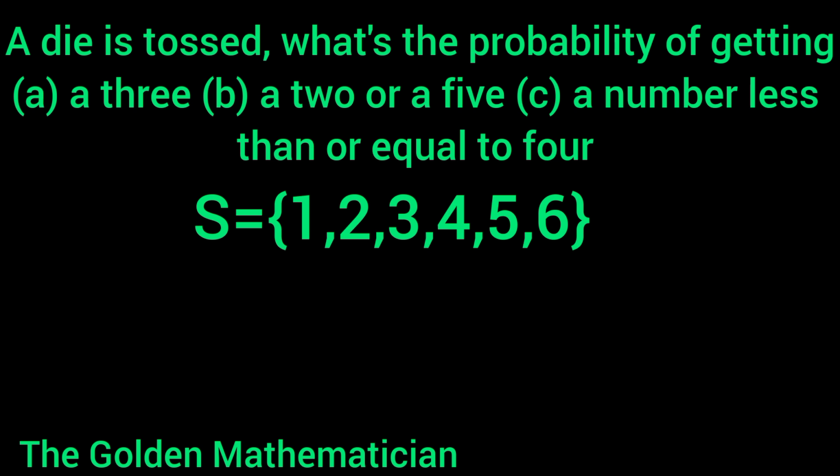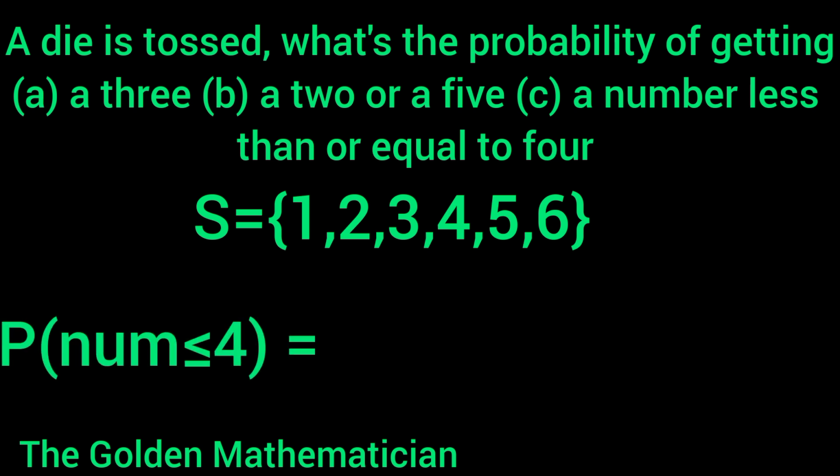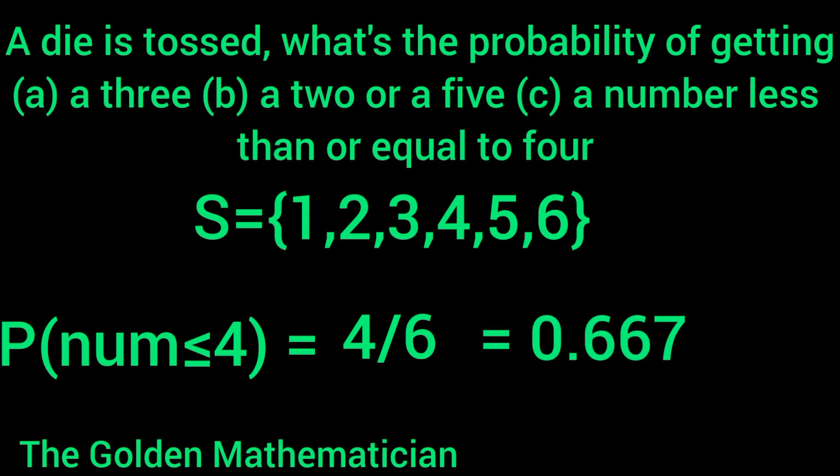And the last one says, what is the probability of getting a number less than or equal to 4? Which is simply every number except 5 and 6 from our sample space. The probability will simply be 4 divided by the 6 possible outcomes. 4 because we have 4 numbers 1, 2, 3, 4 which are less than or equal to 4. 4 divided by 6 is equal to 0.667, and that is the probability of getting a number less than or equal to 4.